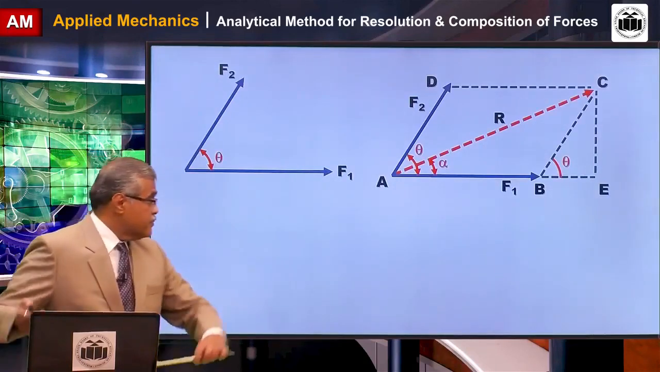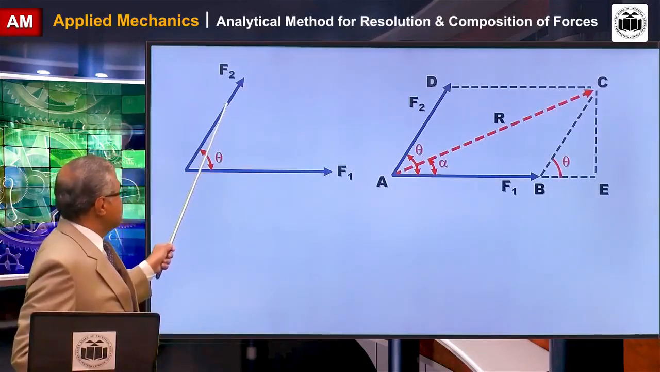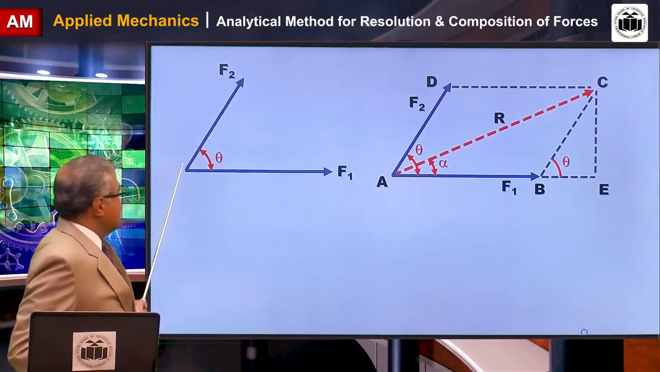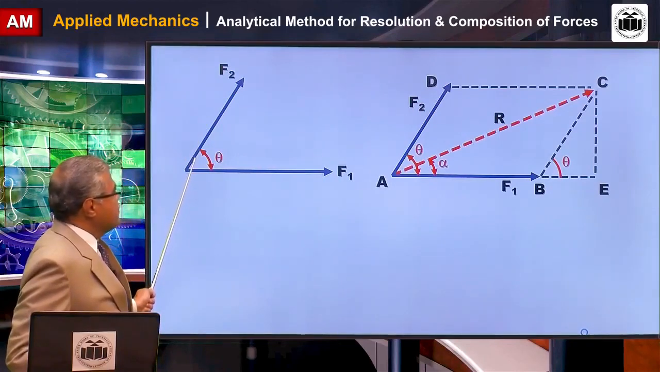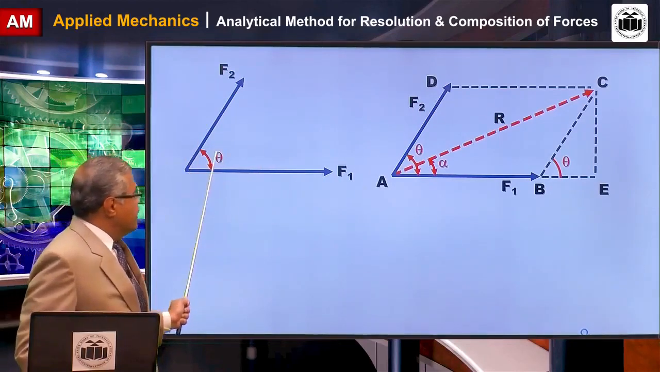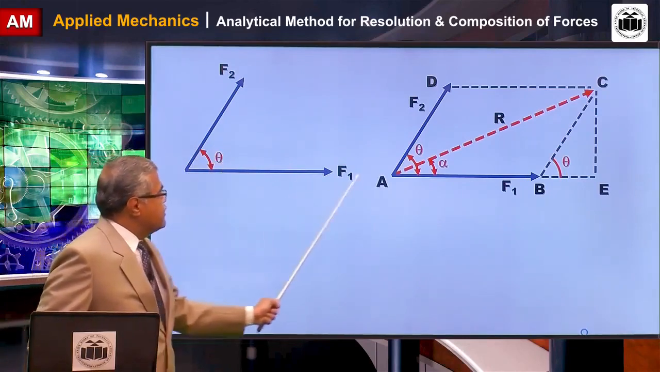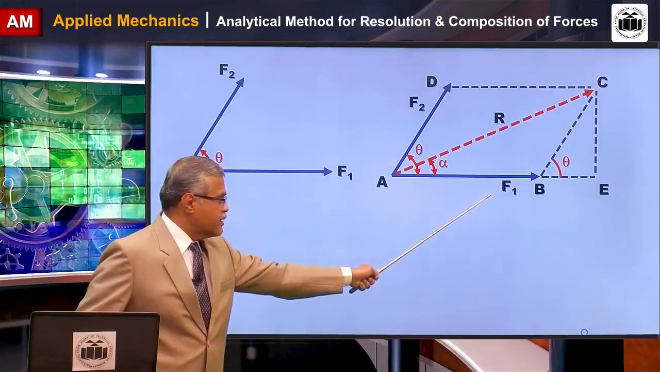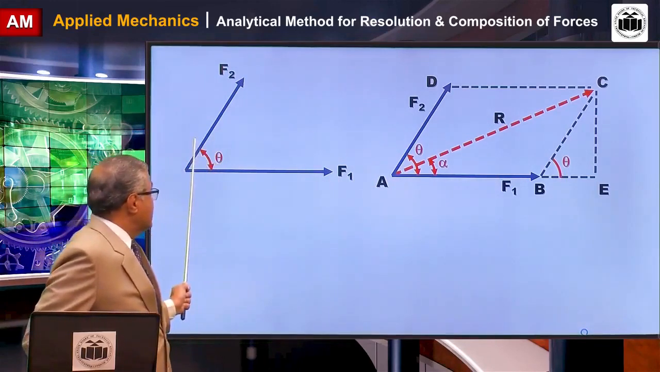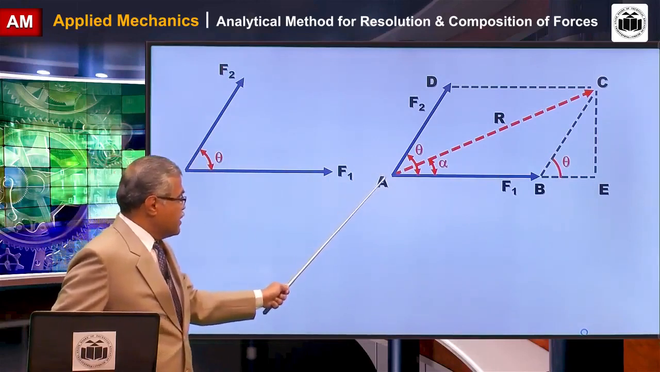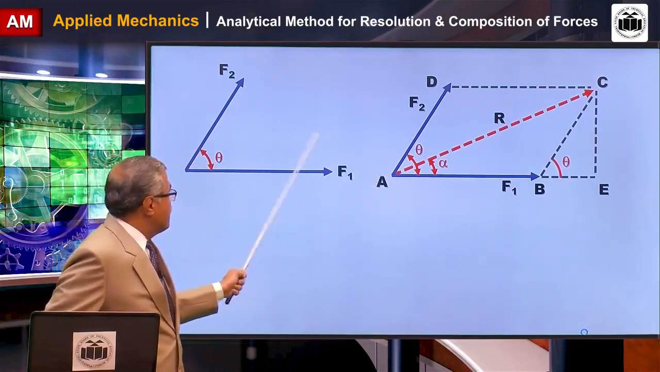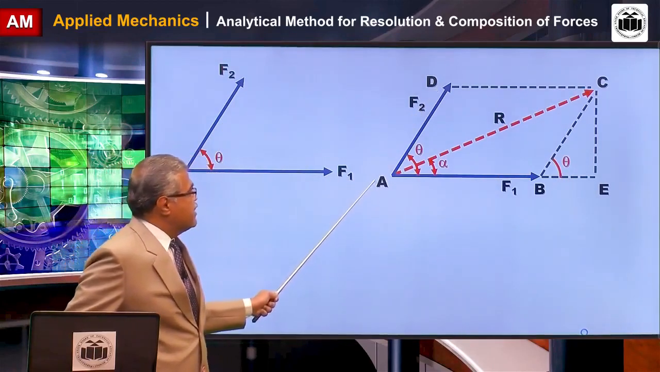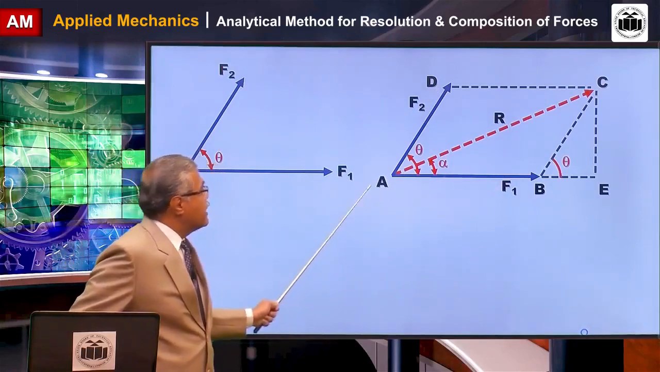Here we have two forces, F1 and F2. These are concurrent forces making an angle of theta between them. Then we draw a line, AB, to represent the force F1 as a vector. Then draw a line through this point, parallel to F2 as a vector. Vector means we require a scale here to draw line AB and line AD.